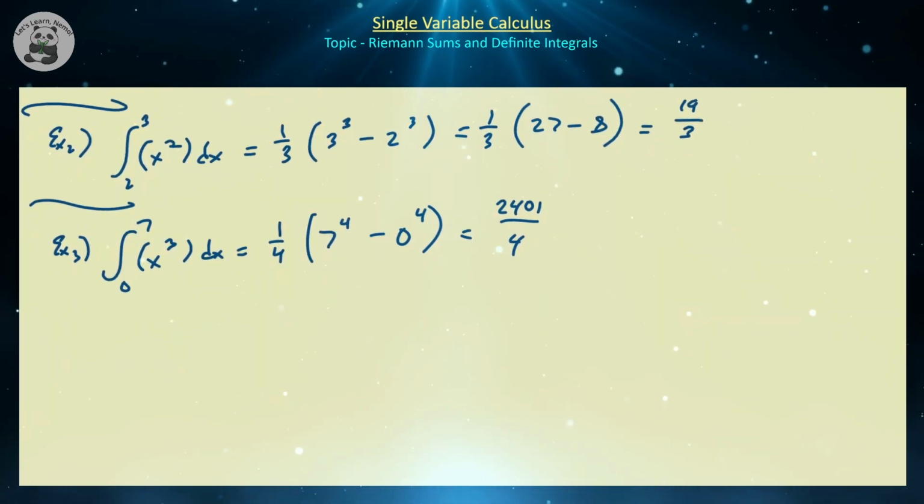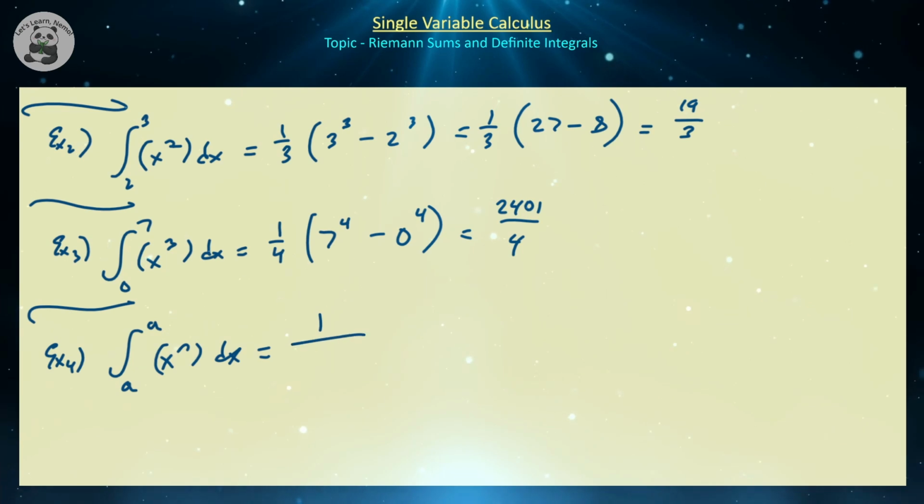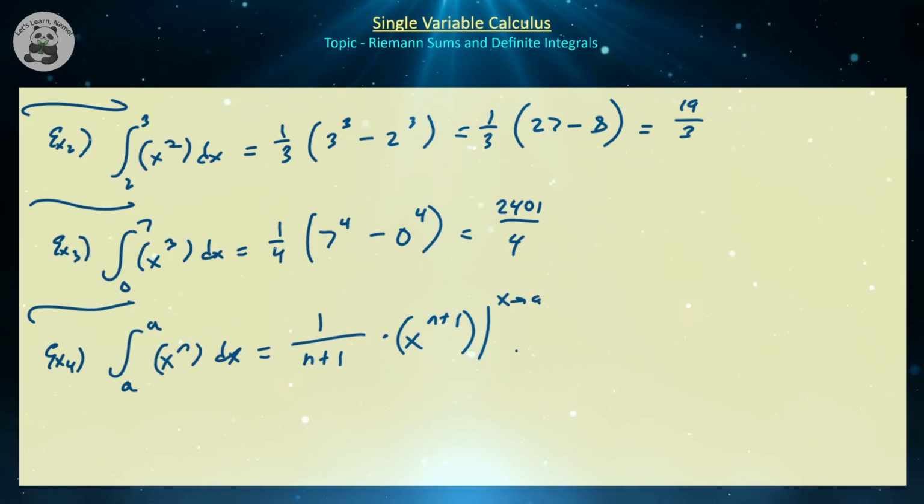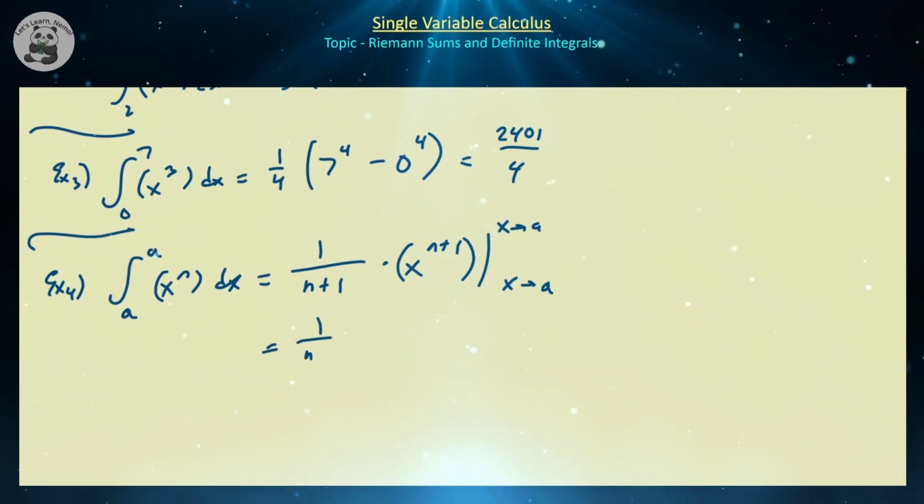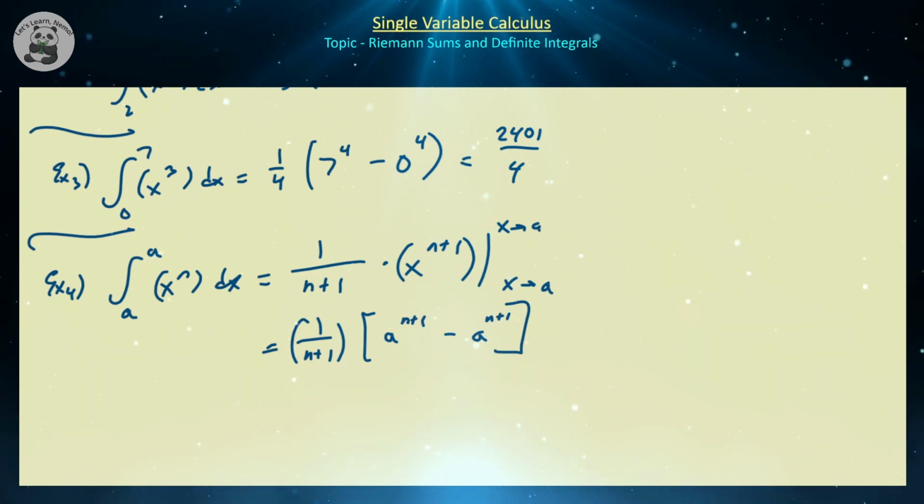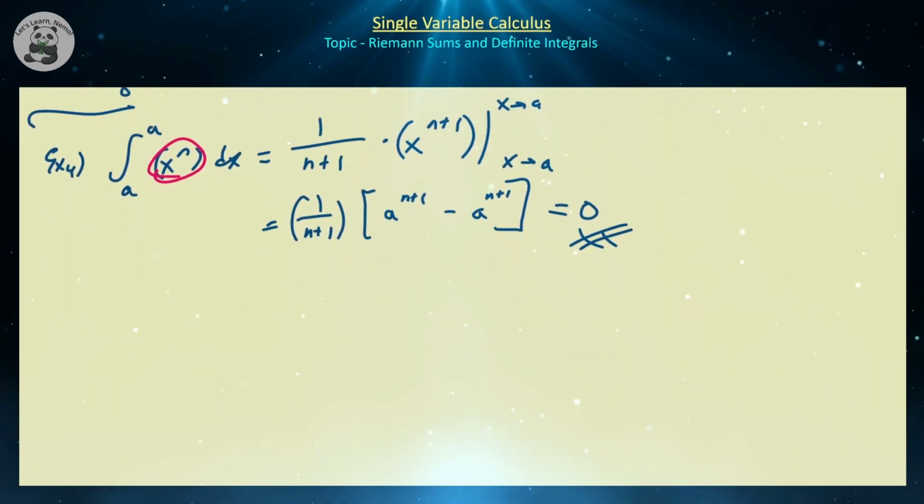So if we have the integral, let's be a little bit more general here. The integral from a to a, where a is any real number, of x to the n dx, what's that going to be? So using that power rule again, we're going to have 1 over n plus 1 times x to the n plus 1 evaluated as x goes to a minus x goes to a. So you probably already know what this is going to come out to. But this is going to be equal to a to the n plus 1 minus a to the n plus 1, but they're precisely equal to the same number, so that's going to come out to 0. Right? And one can show that regardless of what that function is, if you integrate from a to a, then you're always going to get 0, which is interesting.